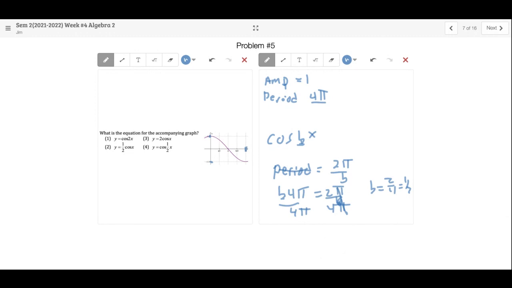So now I can write my equation. I know it's cosine. I know the amplitude is 1. So it's just going to be 1 cosine of 1/2 x. Done. That is it.